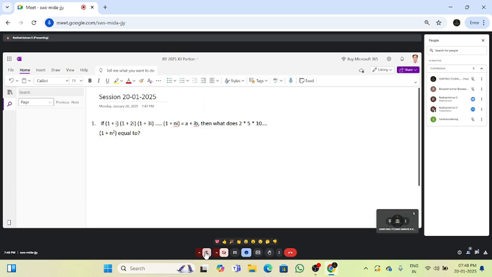Okay, so this is our first problem. Based on the concepts that we have learned, what will be the right concept to apply here to get this product? 1 plus i into 1 plus 2i into 1 plus 3i and so on up to 1 plus ni is equal to a plus ib. Then what does 2 into 5 into 10 and so on up to 1 plus n square equal to? Nth root is a concept you are saying. Okay.